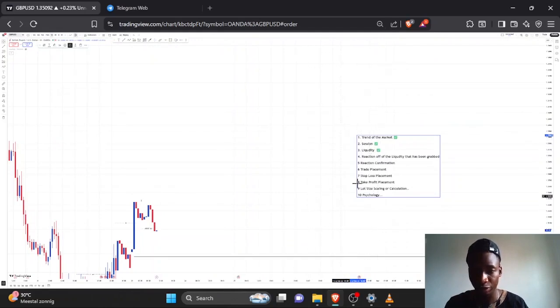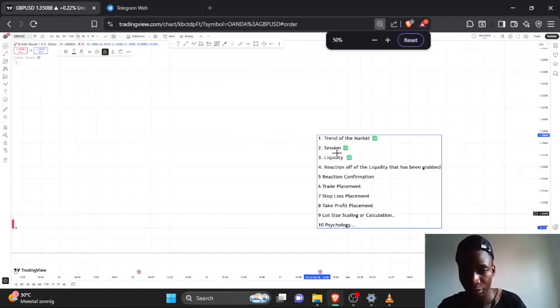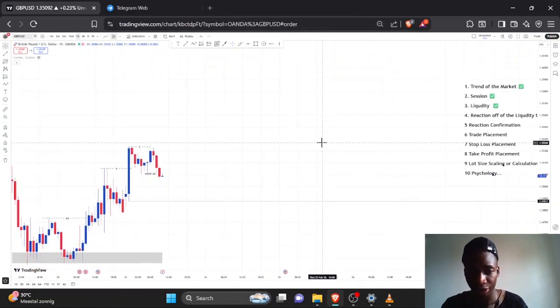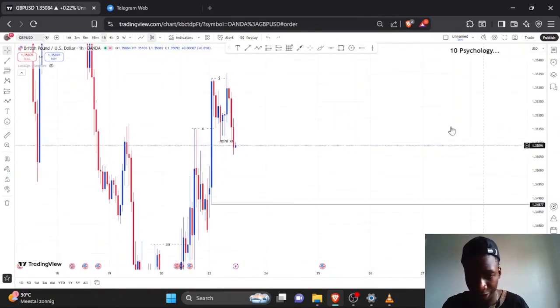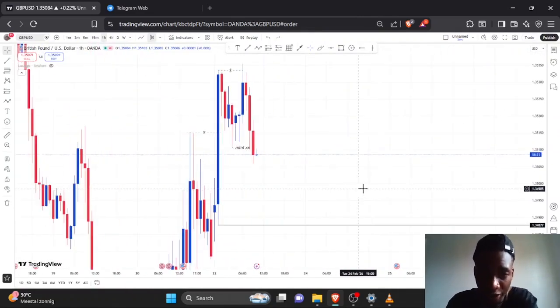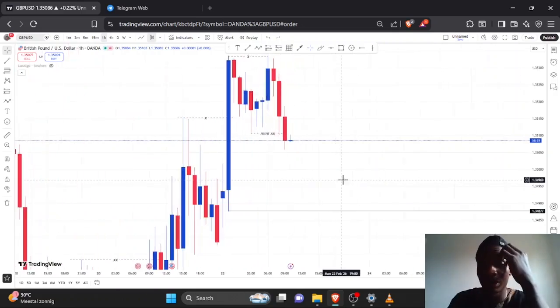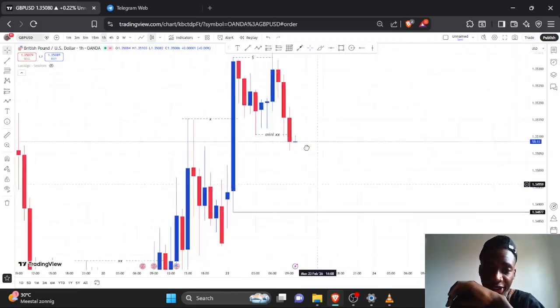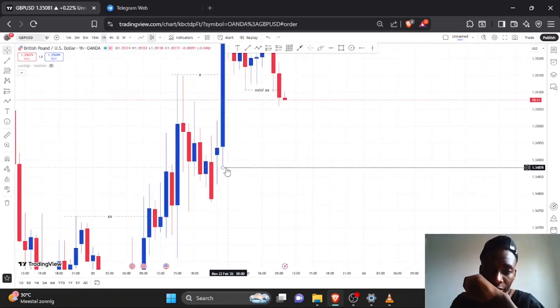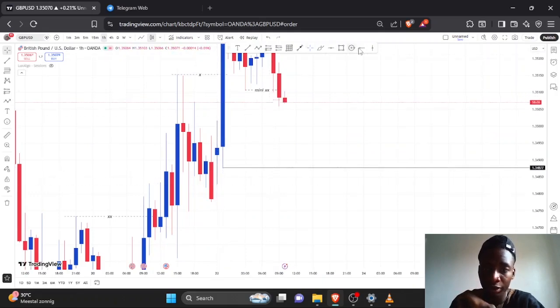We've done that. So we are only going to look for two things, which is going to be the liquidity and the reaction of the liquidity. And now, where can we see liquidity? For the sell side, so now we're going to be looking for the buy side liquidity, and we are going to be targeting this point as our take profit. Take profit one, and take profit two is going to be there.